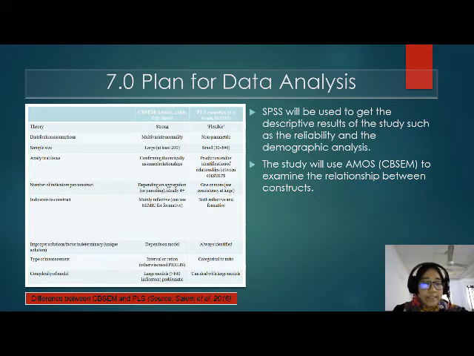This is an example of analysis. We have CB-SEM and also PLS, from Salim 2016. This study will basically use CB-SEM and also AMOS, because we are using theory and we have a large population, and we want to confirm theoretically assumed relationships.